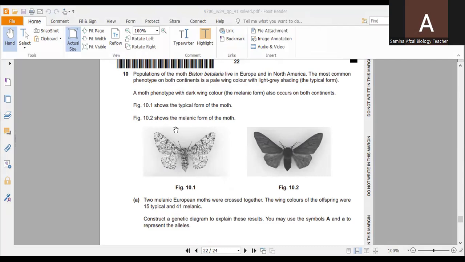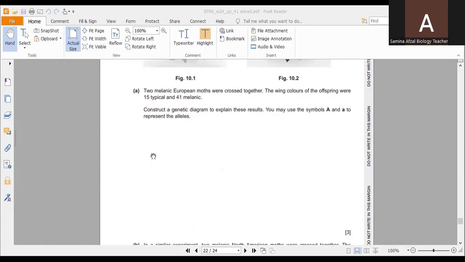The moth phenotype with dark wing color, the melanic form, also occurs on both continents. Figure 10.1 shows the typical form of the moth, and Figure 10.2 shows the melanic form of the moth. Now, the scenario about these pictures is the question.